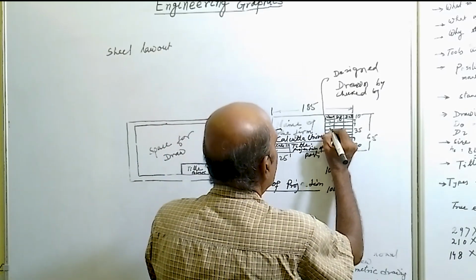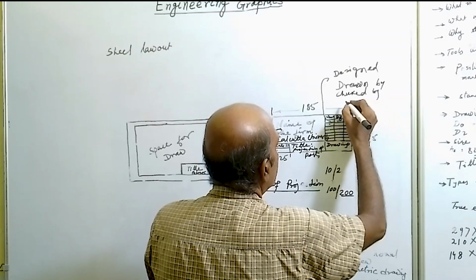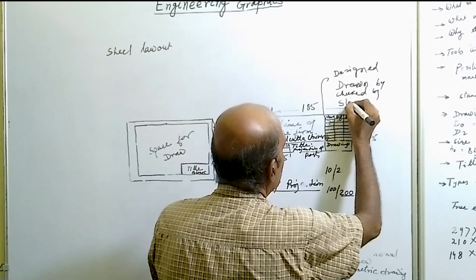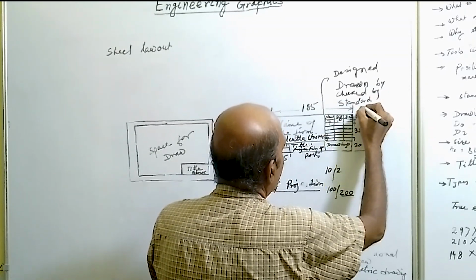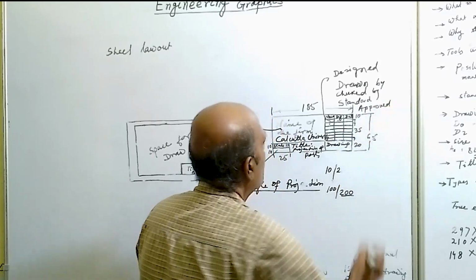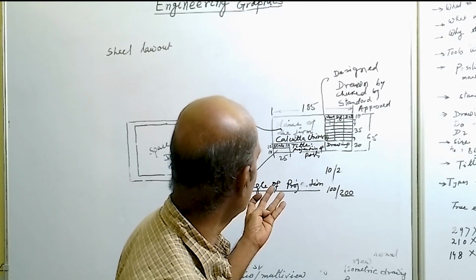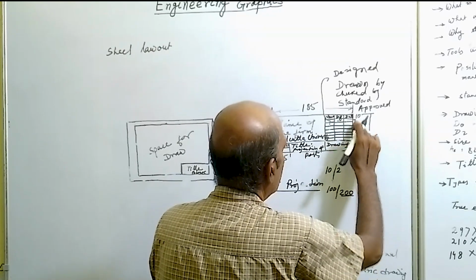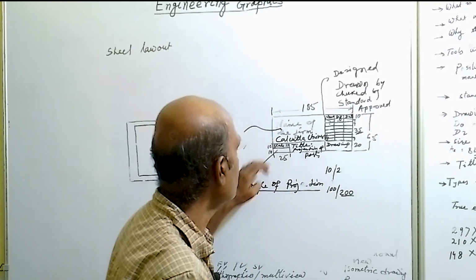Okay, then design, drawn, checked, then comes standard used, and then approved. Designed by, drawn by, checked by, standard, approved. 5. Okay, 5 divisions, not 7 divisions. Sorry, 5 into 7 is equal to 35. So there are 5 divisions.